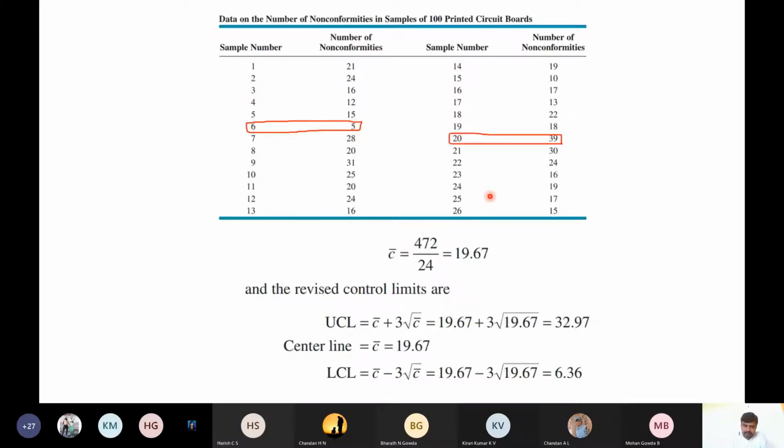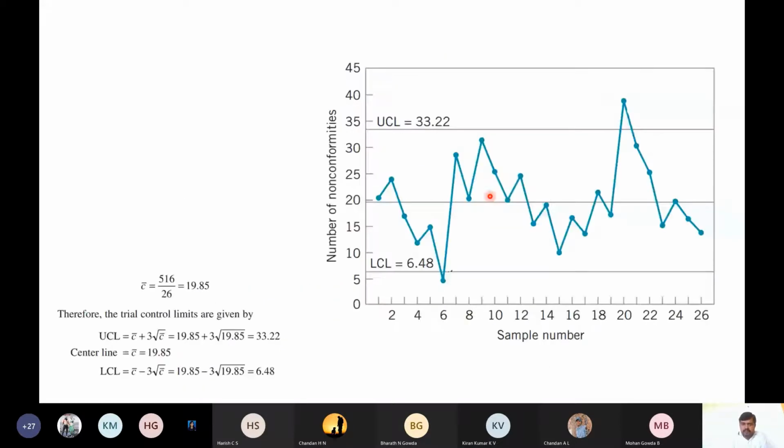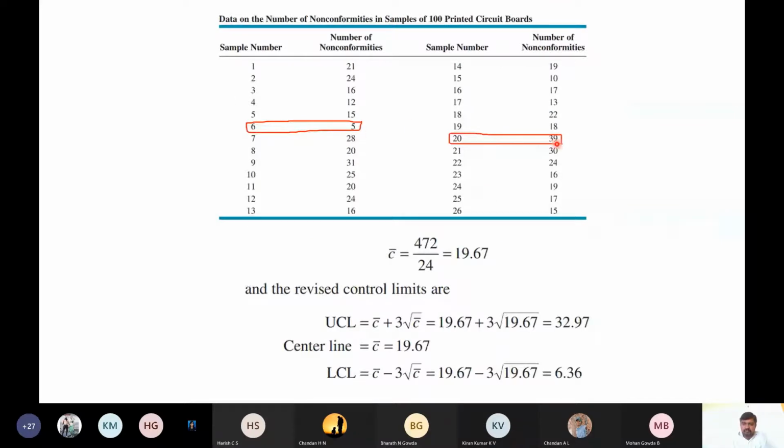Then from 516 you should deduct 39 plus 5, that is 44. 516 minus 44, you will get 472. Or you can add the number of non-conformities once again for the 24 samples, excluding samples 6 and 20. Okay, so you will get this, and these are the revised control limits: 32.97, 19.67 and 6.36. So now you should plot the control chart again, same procedure, with the new control limits.